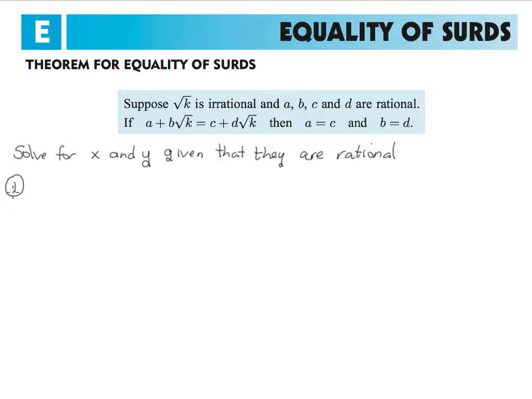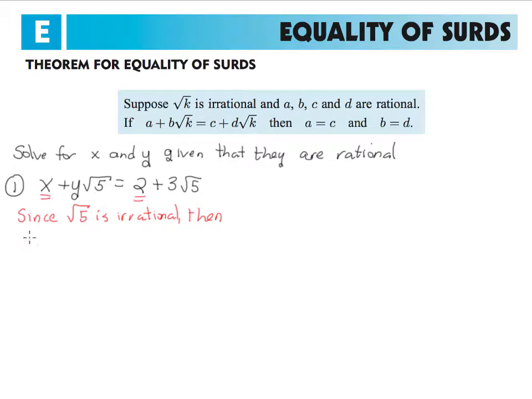Our instructions are to solve for x and y given that they are rational. The very first thing you need to do in all these problems is make sure the radical that's given is irrational. Show that you've checked that by writing, since the square root of 5 is irrational, then we can apply the theorem above. So, I know x must equal 2, and y, which is written in front of the square root of 5, must be equal to 3. That's all you have to do on this problem.